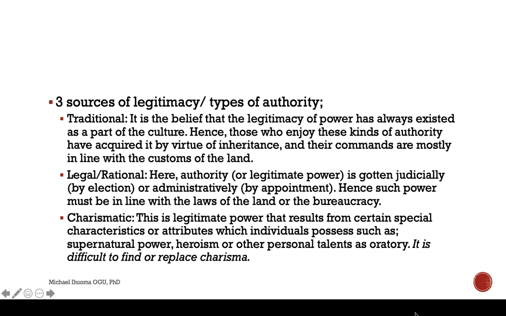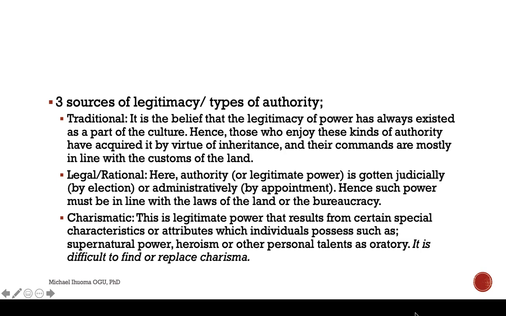So culture is one of the sources of legitimacy, and it is also a type of authority that individuals exercise over others. The law is another source, and of course this could either be judicial or administrative. Judicial in the sense that people are elected. We went to the ballot, we cast our votes, and elected certain people to represent us. So they have legitimacy by law.